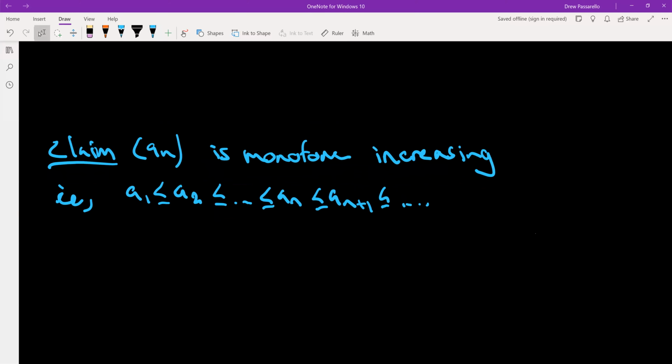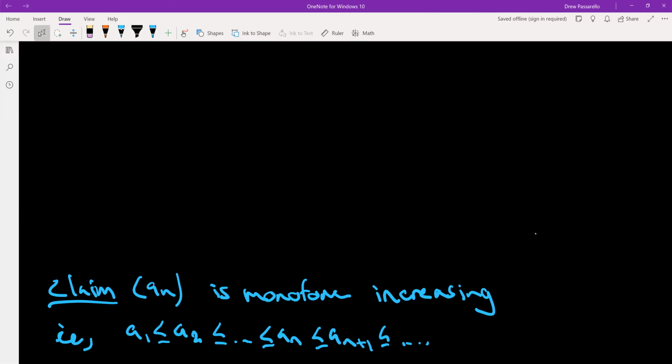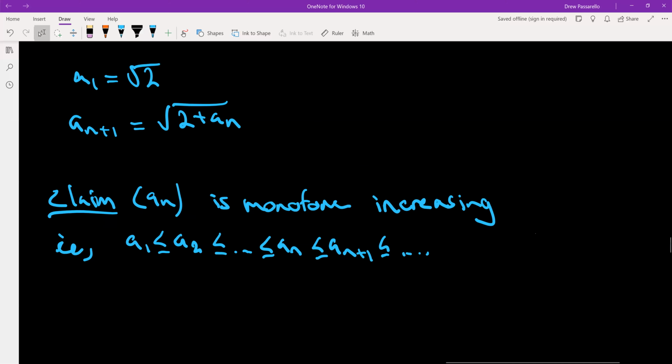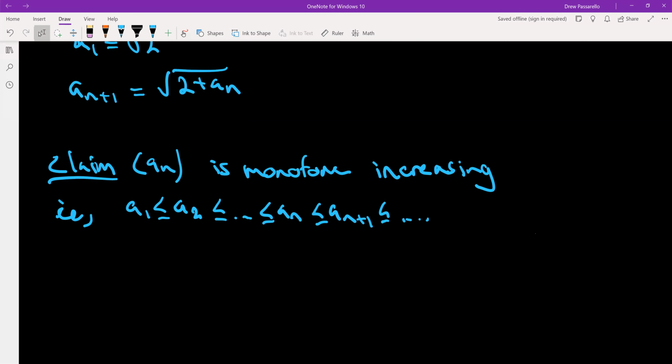And first, let me write down the sequence again. So recursively, you have a1 is equal to the square root of 2, and then the n plus 1 term is defined to be the square root of 2 plus a_n. All right, so we're going to do an induction proof. That's supposed to be a PF for proof. So first the base case.